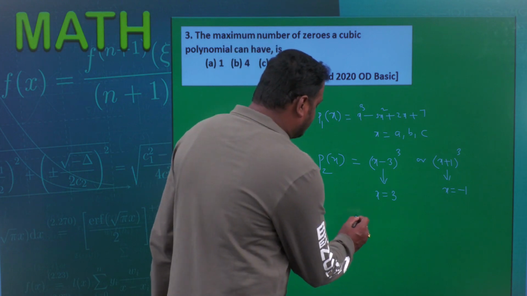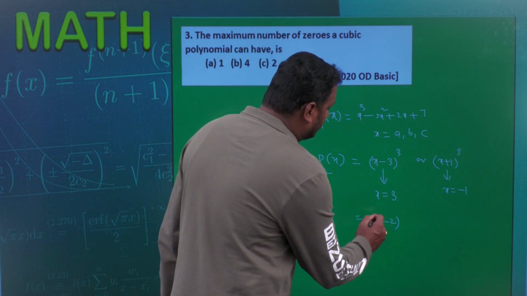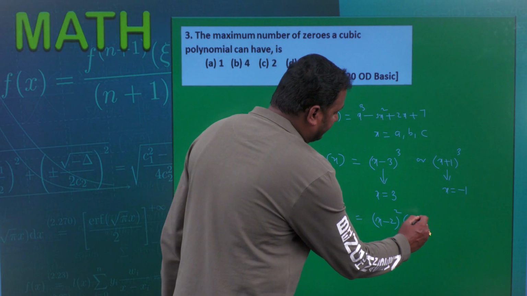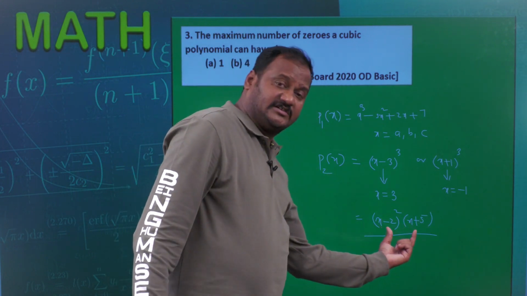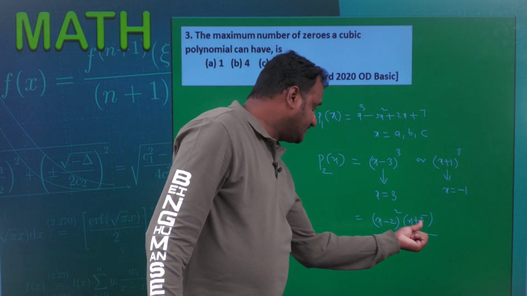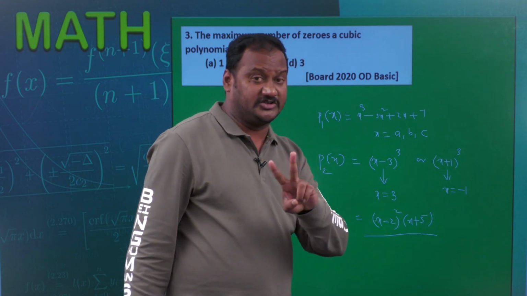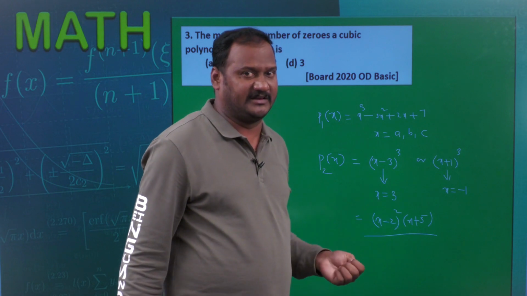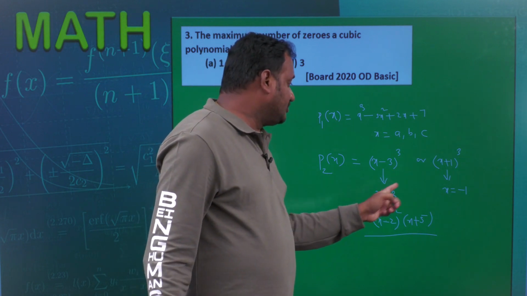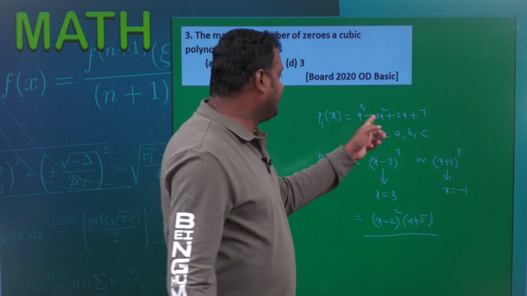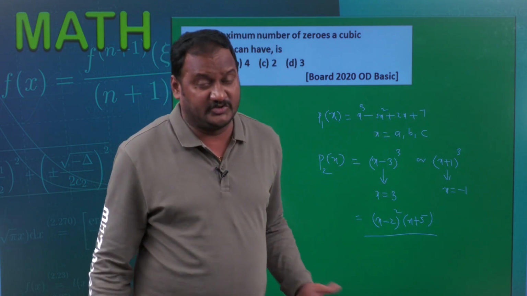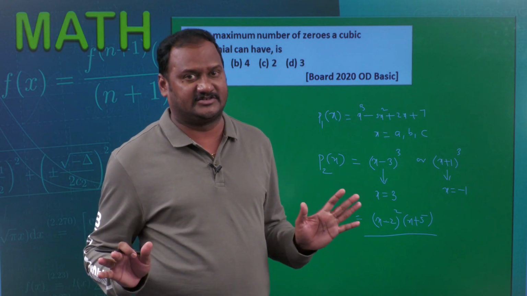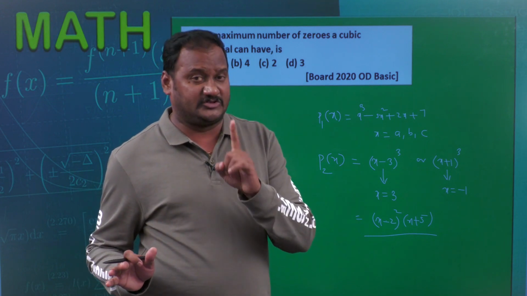Suppose if I take one more polynomial like x minus 2 whole square into x plus 5. This is also a third degree polynomial. But what are the zeros of this third degree polynomial? 2 as well as minus 5. So there are only 2 zeros for this third degree polynomial. There is only one zero for some third degree polynomials, but here there are 3 zeros. So it has a maximum of 3 zeros. We should not say that it has exactly 3 zeros. This is a very important thing, please do remember.